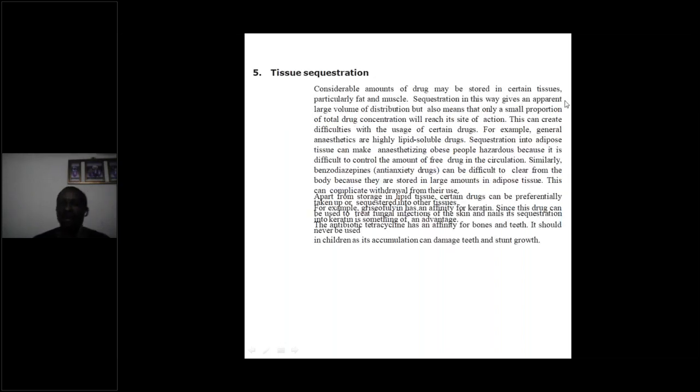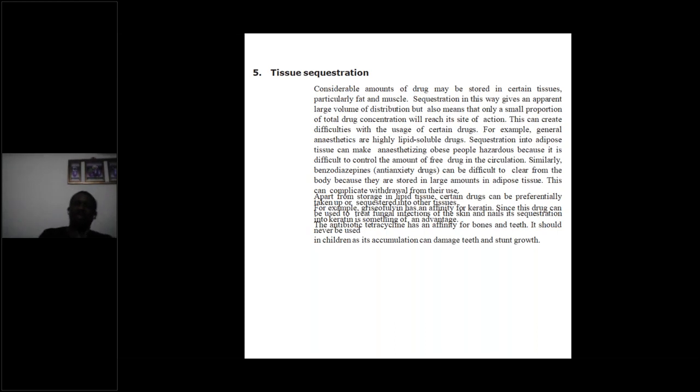So let's look at another factor that affects drug distribution. We have tissue sequestration. Now, sometimes some of these drugs may be sequestered or may bind to certain tissues. They can bind to some particular fat in the body. They can bind to a particular muscle in the body. Okay, so sequestration in this way gives an apparent large volume of distribution, but what it means is that only a small portion of that drug will be available to reach the site of action.